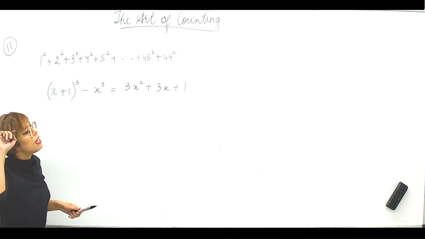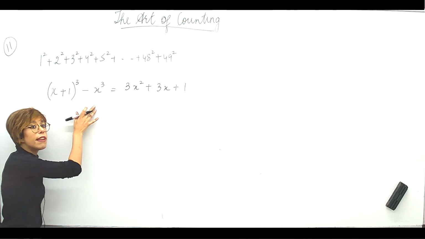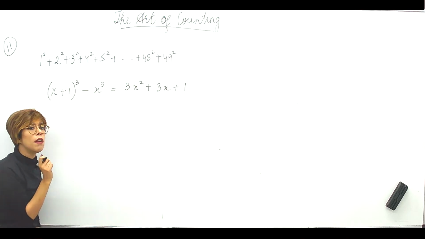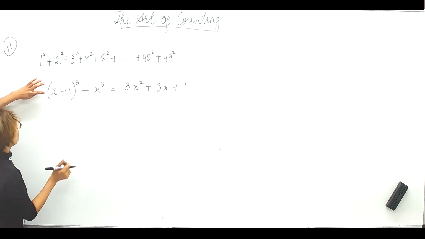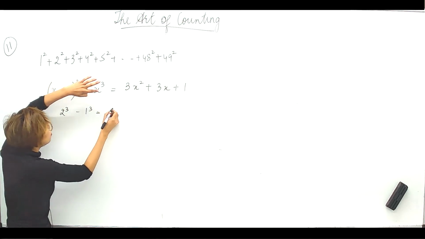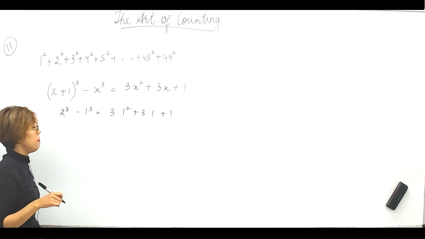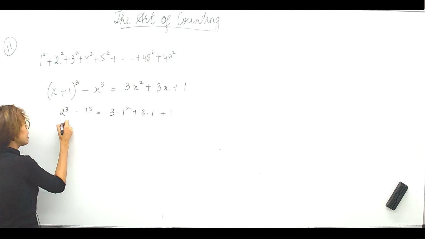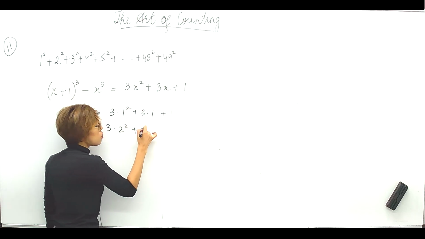Done? So clear? Now let's discuss it. Now this is an identity, that means it is true for each and every value of x. Will it be true for x equal to 1? It should be. So put x equal to 1. So 1 plus 1, that is 2 cube, minus 1 cube, equal to 3 into 1 square plus 3 into 1 plus 1. Okay. Now do you think this will hold for x equal to 2? Absolutely yes. So 2 plus 1 whole cube, that is 3 cube, minus 2 cube, equal to 3 into 2 square plus 3 into 2 plus 1.